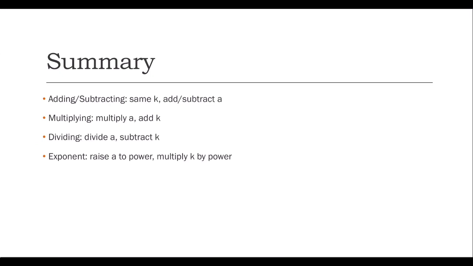In summary, when we're adding and subtracting numbers in scientific notation, we need to make sure we get the same k value, and then we can add or subtract our a values to get our final answer. In multiplying, we multiply our a values and then add our k values. For dividing, we divide our a values, then subtract our k values. And then when we're raising scientific notation to a power, we're going to raise a to that power and then multiply k by that power. And obviously at the end, we'll go through and make sure that it's in the correct form where there's only one number before the decimal.